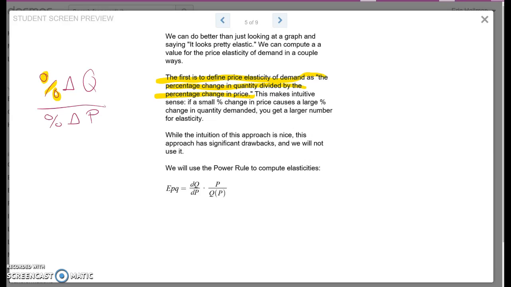Notably, if the price changes from $5 to $10, you get one number for elasticity, and you get a different number if the price goes from $10 to $5. Ideally, you'd like to get the same number because the price is changing by $5, and you're changing between the same prices, $5 to $10 or back again. But using this approach, you get different numbers, and it's kind of lame. The real way to do it is to use the power rule. And so here's the definition for how we are going to compute elasticity using the power rule. This just means apply a power rule to the demand function.